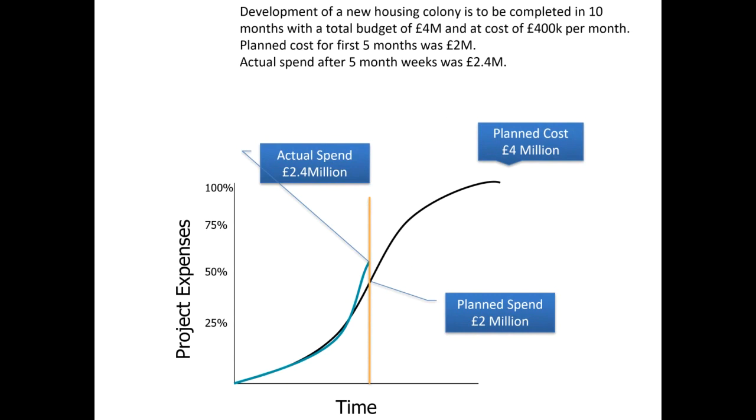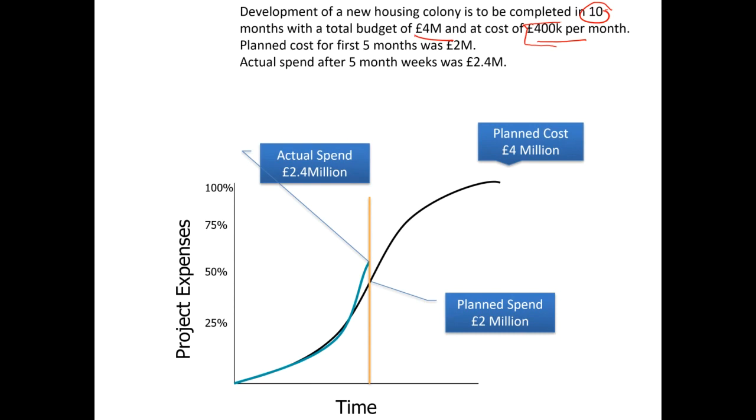Now, we will discuss the concept slightly later, but before that, we would like to have this example. Development of a new housing colony is to be completed in 10 months with a total budget of £4 million and a cost of 400k per month. So 4 million over a 10-month period, which comes to a monthly spend of 400,000 per month.